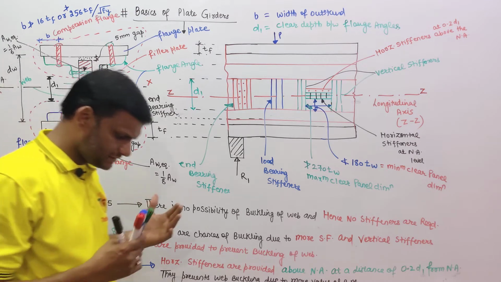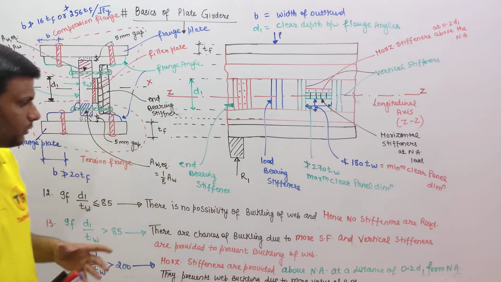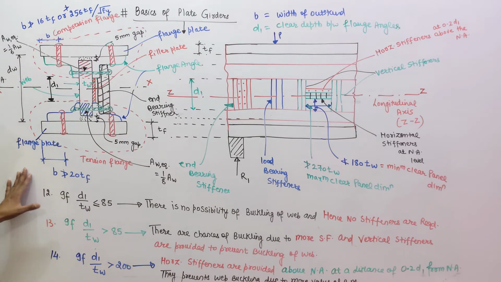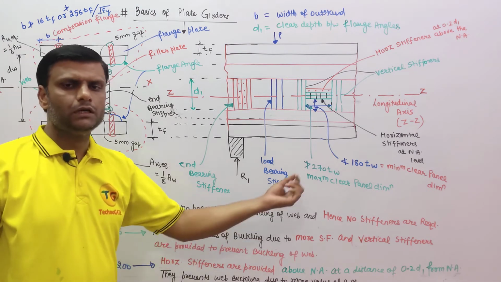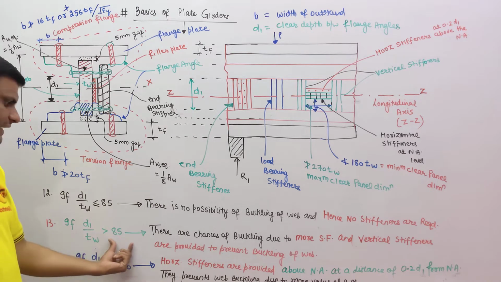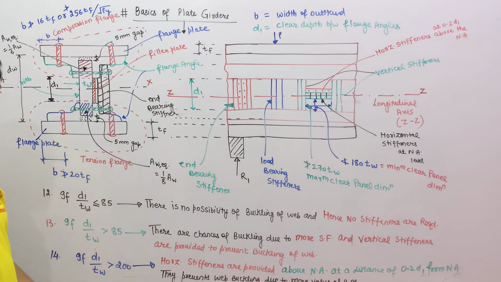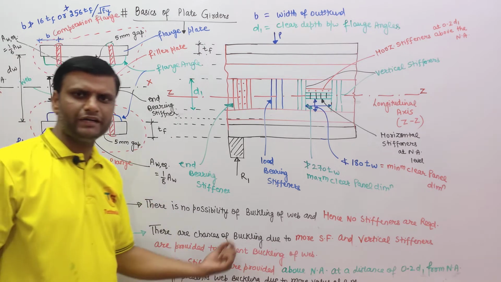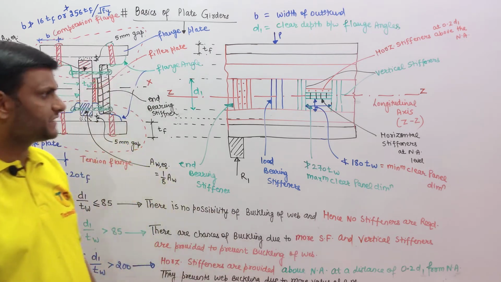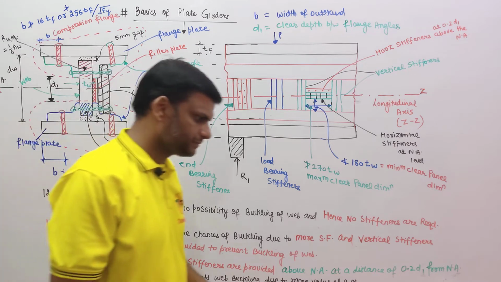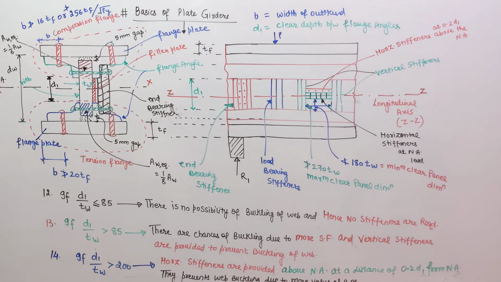Another case is also left likewise, d1 by tw is more than 250, d1 by tw is more than 400. That case is also left. So if I am concluding, if d1 by tw is less than 85, no possibility of buckling of web, no stiffeners required. d1 by tw more than 85, chances of buckling due to more shear force, and vertical stiffeners are provided. d1 by tw more than 200, chances of buckling due to more value of bending moment, and hence horizontal stiffeners above the neutral axis are provided at a distance of 0.2 d1 above the neutral axis. Please note it down very fast.